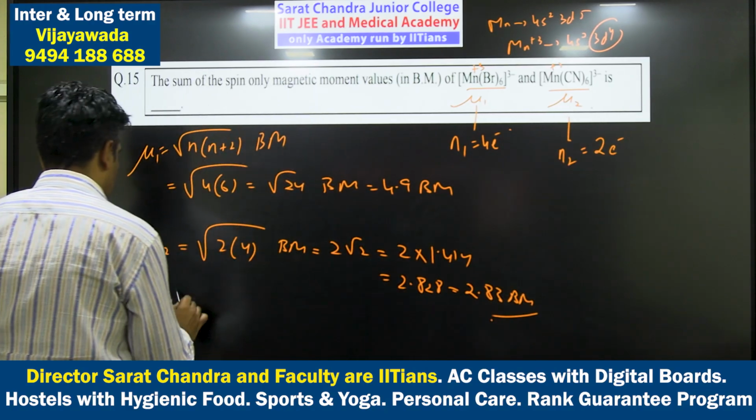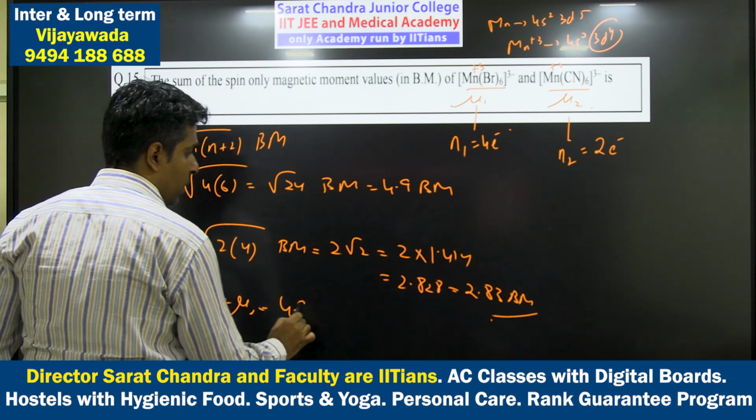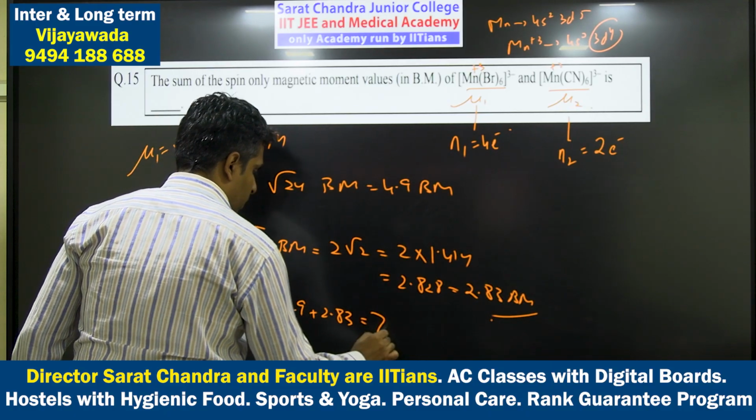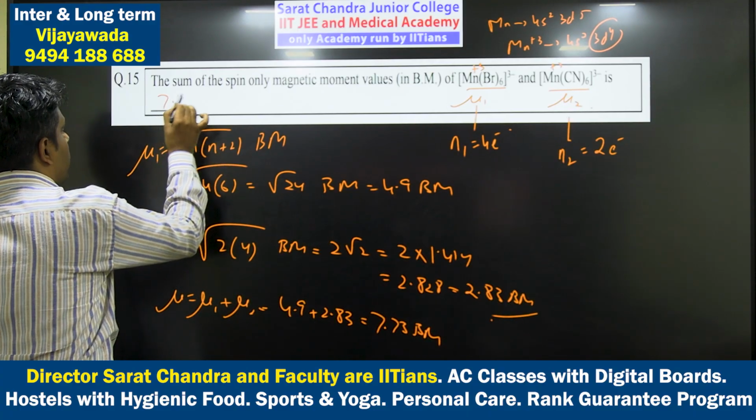So the sum will be mu1 plus mu2, 4.9 plus 2.83, that is 7.73 Bohr magneton. So this is the answer. So the answer is 7.73.